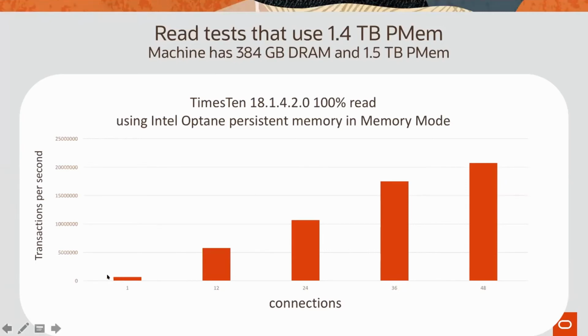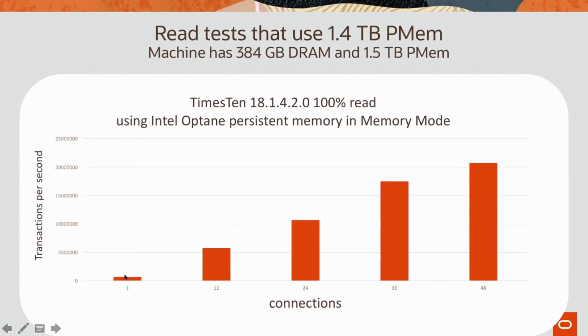So the interesting thing is I still got linear scalability. With 48 connections, I'm still getting just over 20 million transactions per second. So I'm getting the same performance using all of PMem as I was when I was just using DRAM. Why? Because of the DRAM caching effect and the fact that I've already warmed up the cache. So this to me is a very good result. I wasn't expecting results this good, but I was very happy with that result.